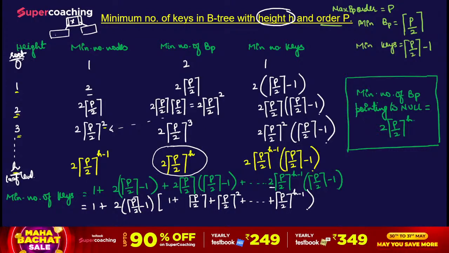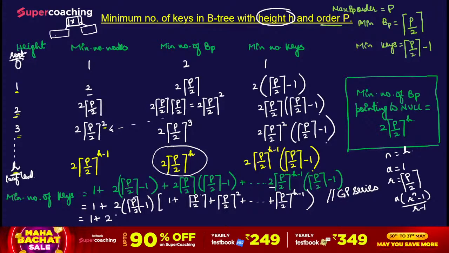Now this is nothing but a GP series. Here we are getting a GP series with first term as 1, common ratio as p by 2 and number of terms here are raised to power 0 से लेकर it is going till h minus 1. So that means the number of terms are coming out to be h. Apply the formula for the GP series, that is nothing but a into r raised to power n minus 1 upon r minus 1, because here the common ratio is greater than 1, right? So I'm using the formula for the GP series.